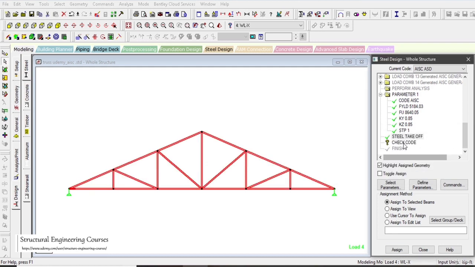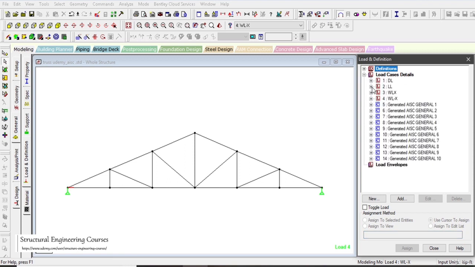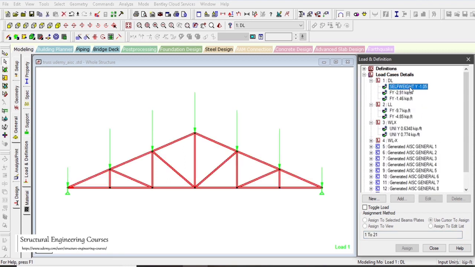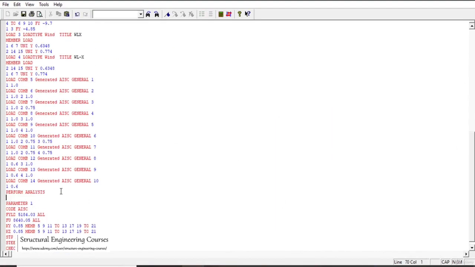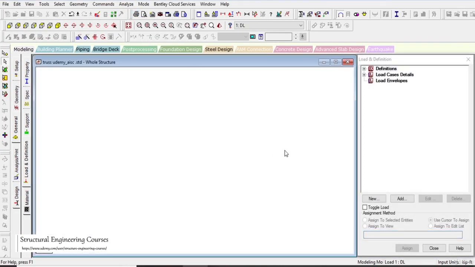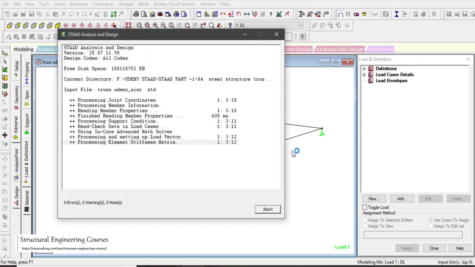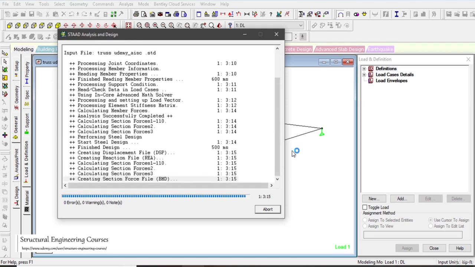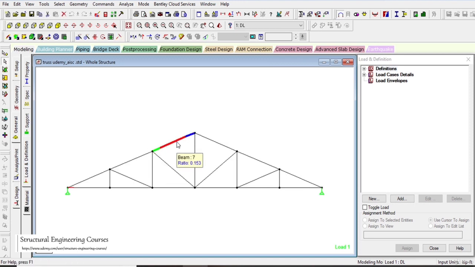So we can left click on assign to view again. We can check the loading and definition criteria here, and we do need to apply the load list command also. So we can go to perform analysis and load list 5 to 14. After that, we can analyze the structure. So we can check the design results here.